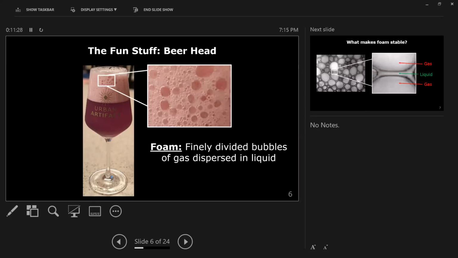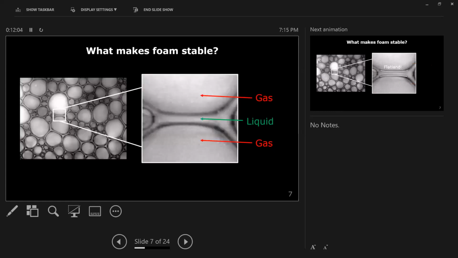The material above the liquid at the top is a foam. Referring back to the slide I showed earlier, a foam consists of finely divided bubbles of gas dispersed in a liquid. So you're dispersing CO2 in water, and that's a foam. And it remains stable. But when you drink water, for example, you don't get this type of head. So why is beer different from water? Beer has stuff in it that makes the foam stable.